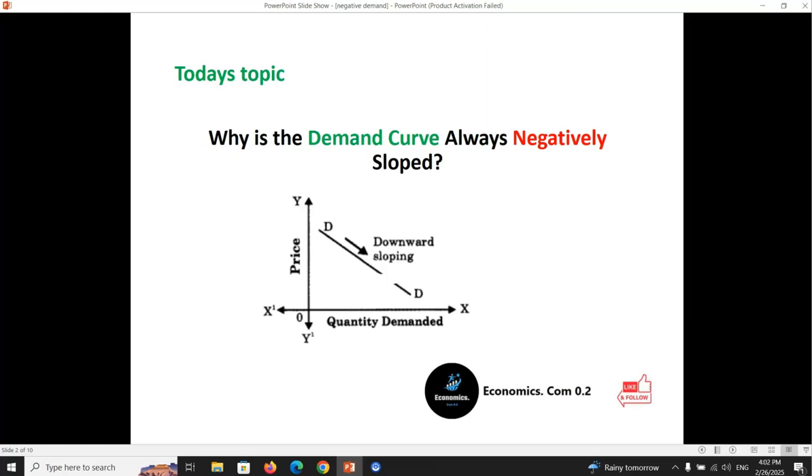The demand curve is a representation that shows the relationship between the price of goods and the quantity demanded. It is always negatively sloped, meaning that when the price decreases, the quantity demanded increases, and when the price increases, the quantity demanded decreases, assuming all other factors remain constant. This inverse relationship is known as the law of demand. The downward slope of the demand curve shows that as the price falls, the quantity demanded increases. This is because consumers are more willing to buy when prices are lower.